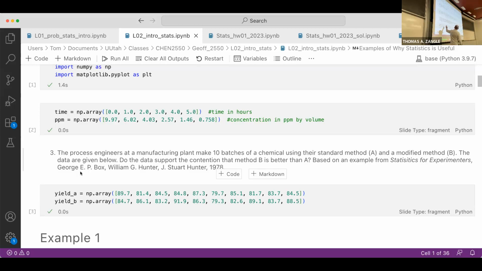It would have to do with process engineering. So let's say we're at a manufacturing plant, and there's some standard method A and some modified method B to make batches of a particular chemical. What we're going to look at is the yield of method A versus method B. And your task as the intern at this company is to try to determine, is method B, this modified method, better than method A, right? Do we get better yield with method B than we get with method A? And this is the data that we see here.